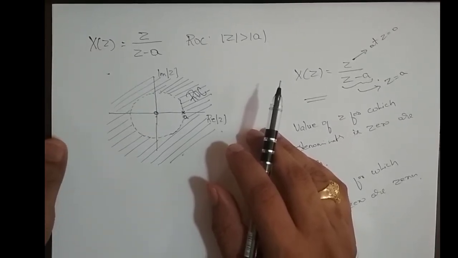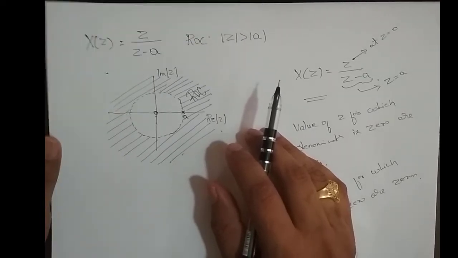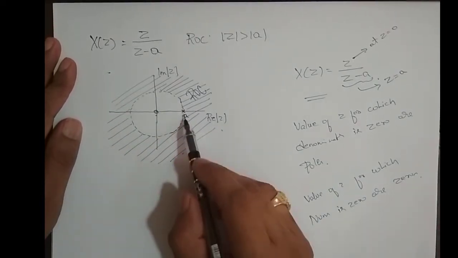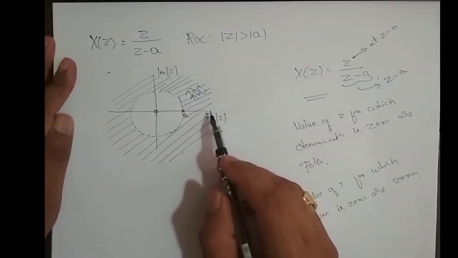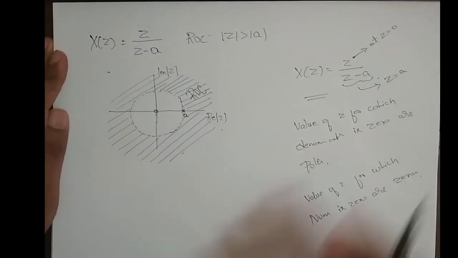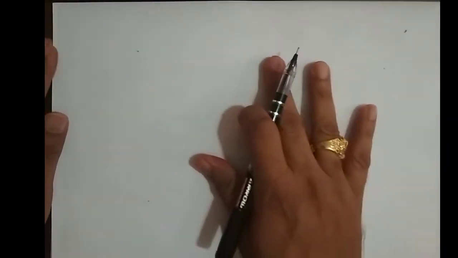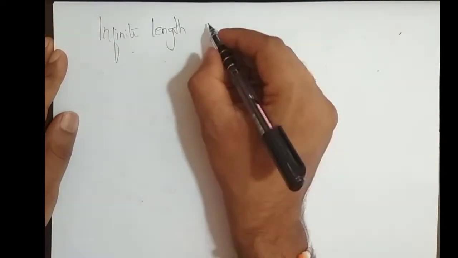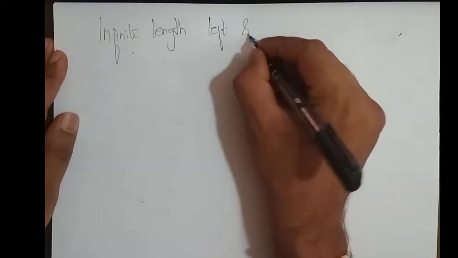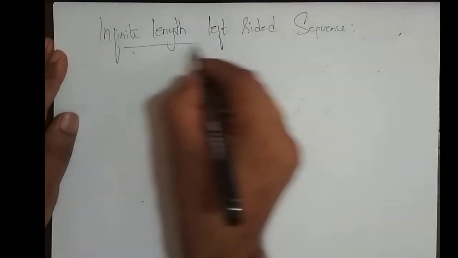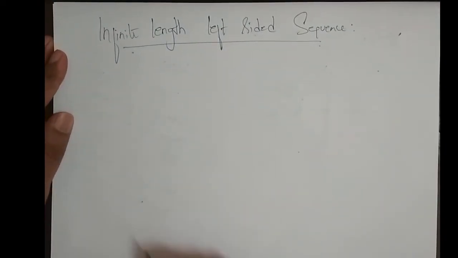There the ROC does not have any circle, whereas whenever we talk about an infinite length sequence, we will have a circle. Maybe one circle, two circles, or more than two, depending upon what kind of sequence we have, which we will discuss in later videos. Okay, fine. Next, infinite length double sided, left sided sequence. So we'll see the Z transform and its ROC of an infinite length left sided sequence.